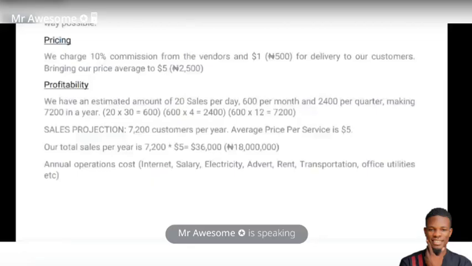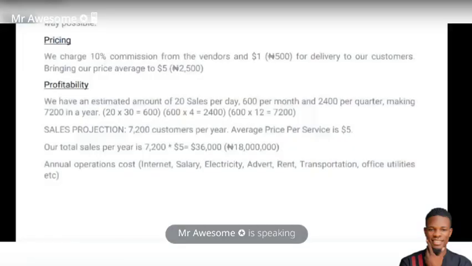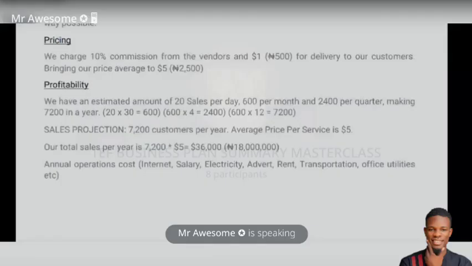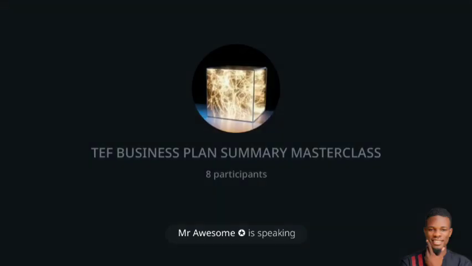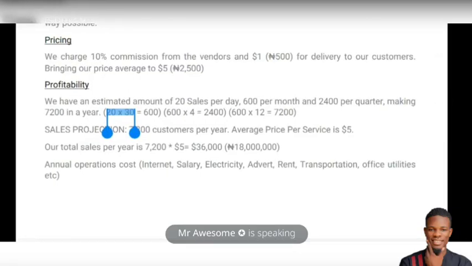And then I think 600 times 4, sorry, because we have 3 quarters in a year for 4 months each. 600 times 3 times 4 rather would give 2,400, making 7,200 sales per year. Okay. Now we've also talked about in this highlighted area, we calculated that figure to also show how we arrived at that amount. 600 times 12, that's 7,200.